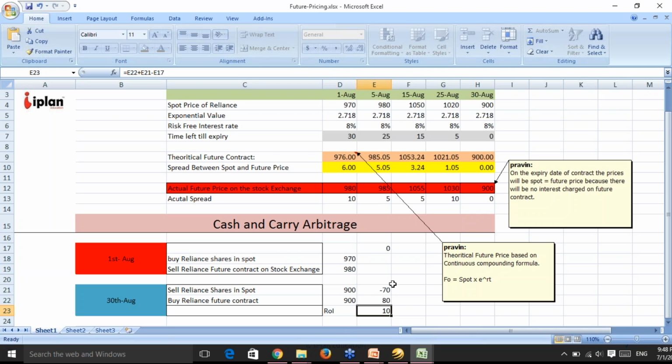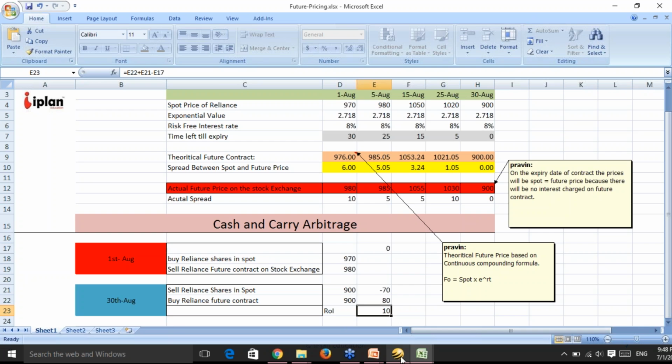If there is a mispricing on the date of expiry itself, you won't have a great difference. That could be 0.001% or 0.01% or something like that. Fine. So here we are understanding the cash and carry arbitrage, right? We took an example based on the Excel model, and hopefully you got it.